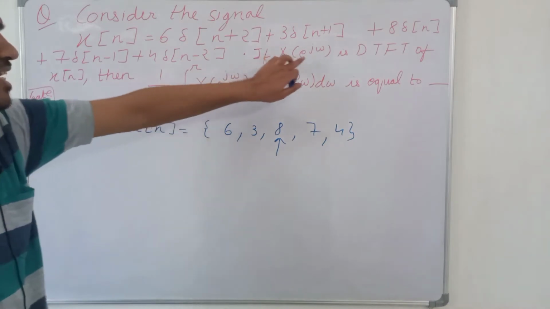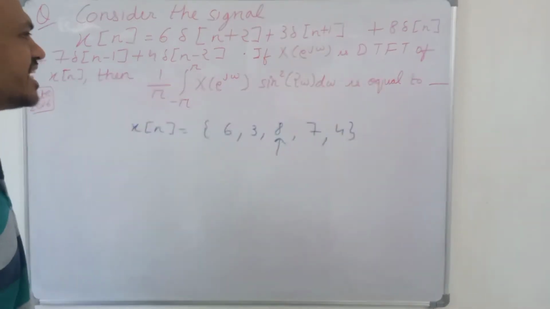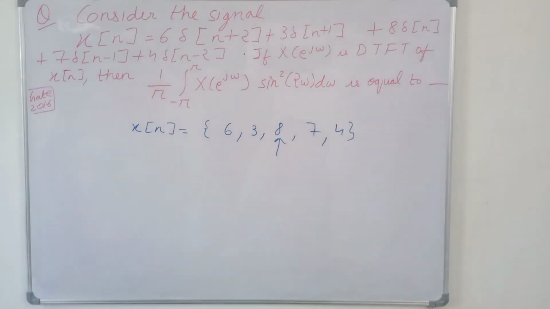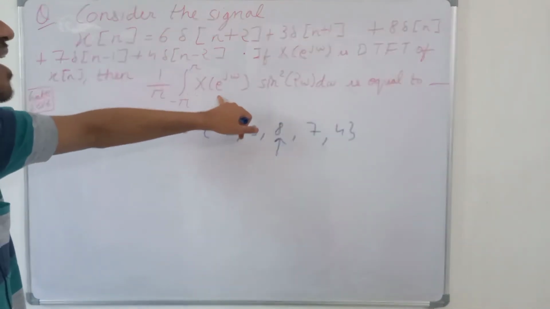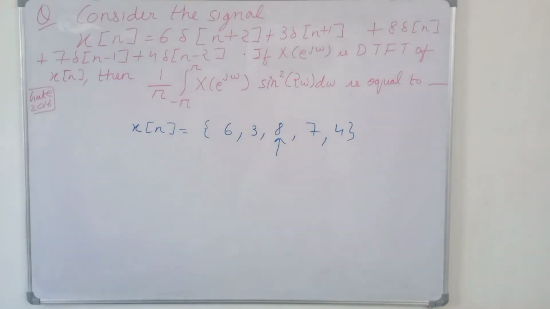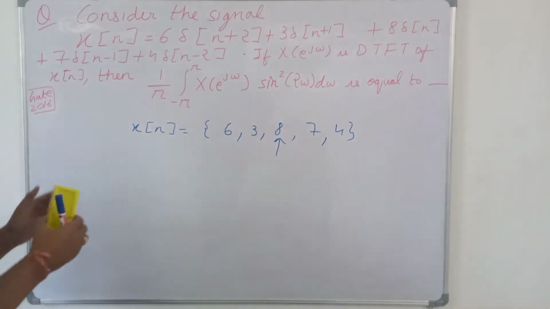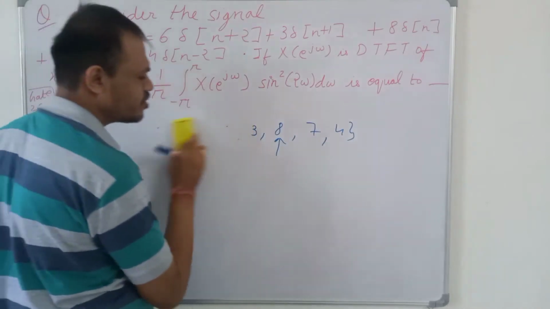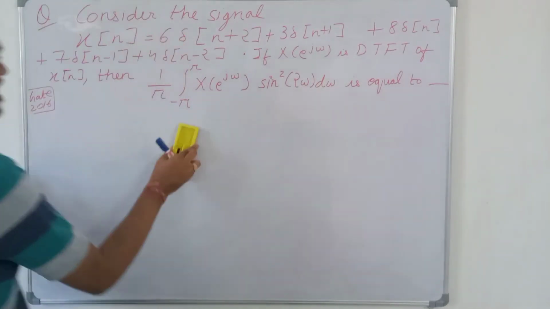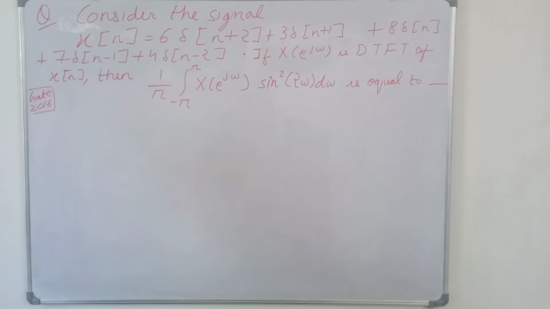Then X of e to the power j omega is the discrete time Fourier transform of this signal x of n. So we have to find the value of 1 upon pi, integral from minus pi to pi, X of e to the power j omega sine square of 2 omega d omega. So this is our x of n. It exists from minus 2 to plus 2 and x of 0 is equal to 8. Now we have to solve this.